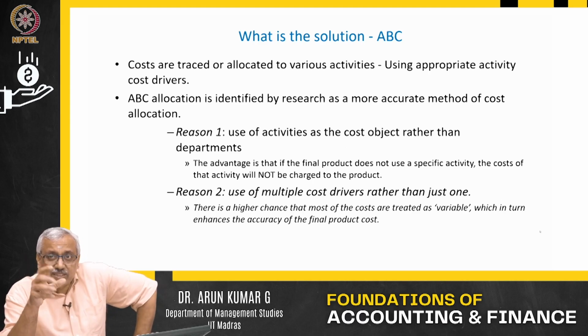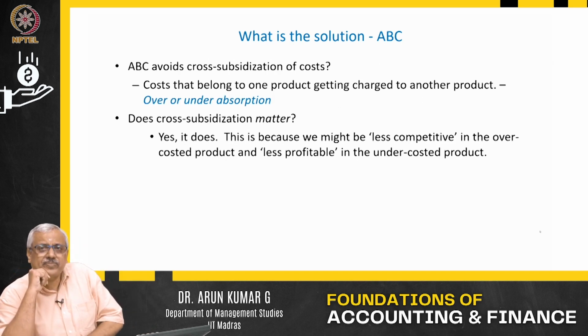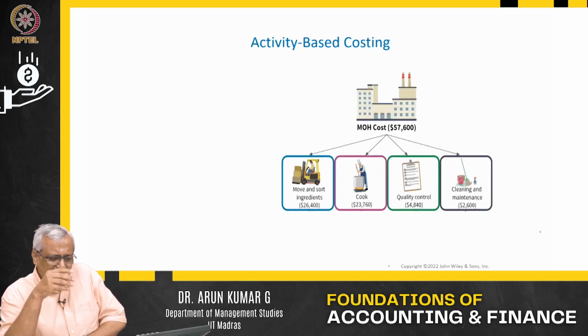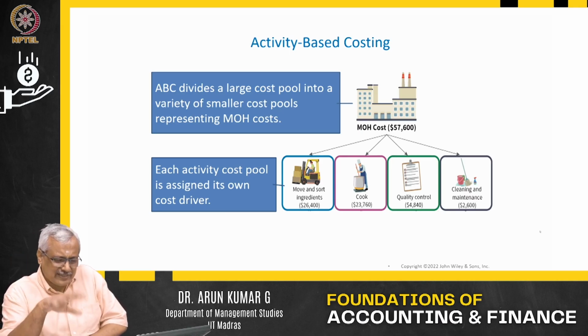Value of the stores requisition, that is the activity, I look at the activity, and then I can use multiple cost drivers rather than just one and apply them. It is a little more scientific method. It avoids cross subsidization, and it can reduce the over or under absorption of overheads. I have just taken an example, and this is again from a textbook, as you can see from the copyright here. It is from a textbook of John Wiley.